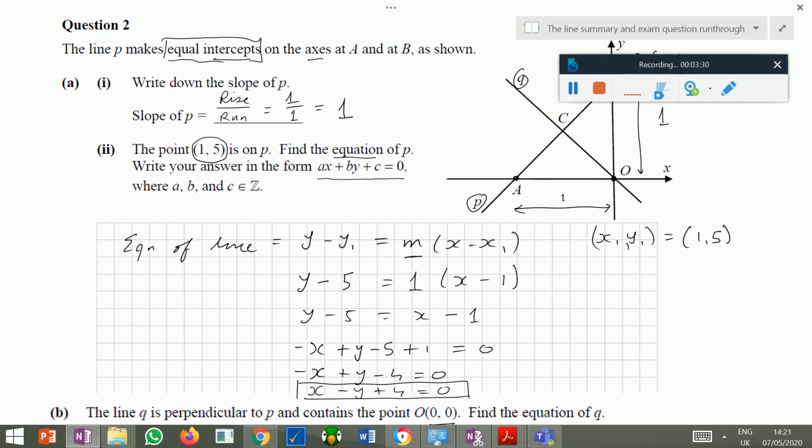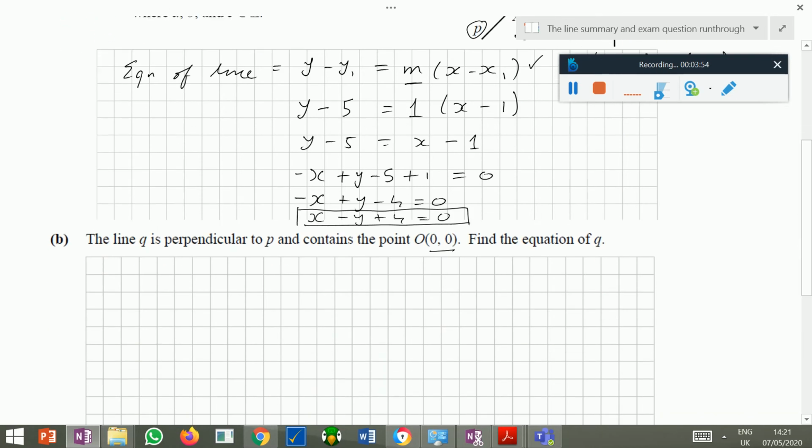So again, remember, to find the equation, we need two things. We need a slope and we need a point. Now, we don't yet have the slope of Q, but one of the points is given as (0, 0). That's in the question in part B. So we've got to figure out what the slope of Q is. Now, we know the slope of P is 1, and we know that Q is perpendicular to that. So what can I say about perpendicular slopes?